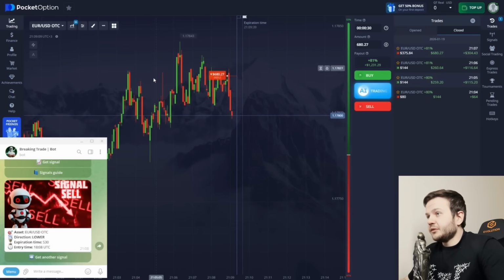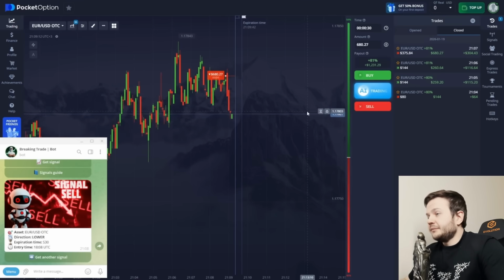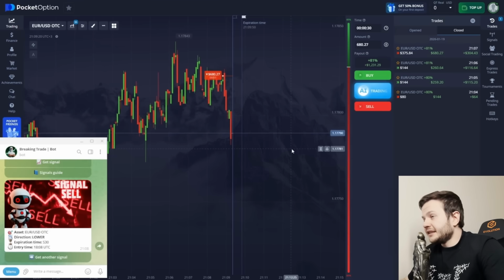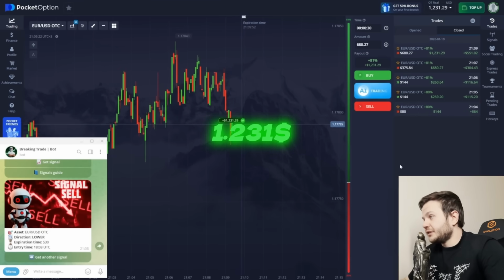So as I said before, again, we see wicks above, we see wicks below, and it's unclear what will happen next. But thanks to the Signal bot, we can earn steadily and efficiently in any market situation.